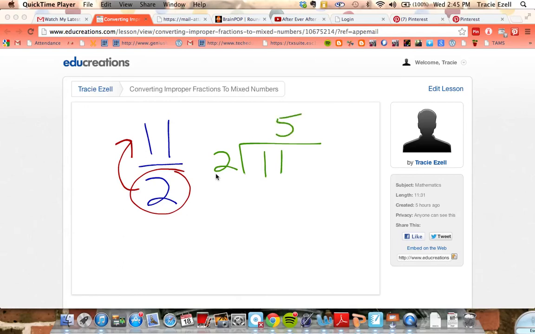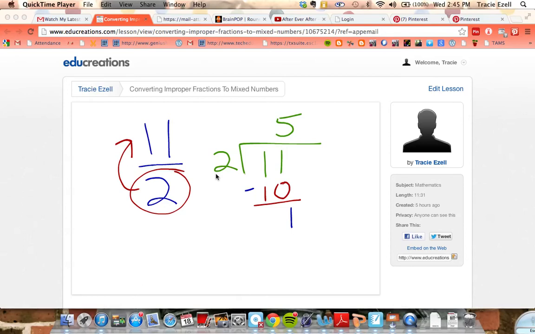Well, 2 will go into 11 5 times because 2 times 5 is 10. And then if I subtract, I have 1 left over. Now, I could keep going as a decimal, but in this case, because I'm switching this to a mixed number, which means a number and a fraction with it, I'm just going to use this as a fraction.